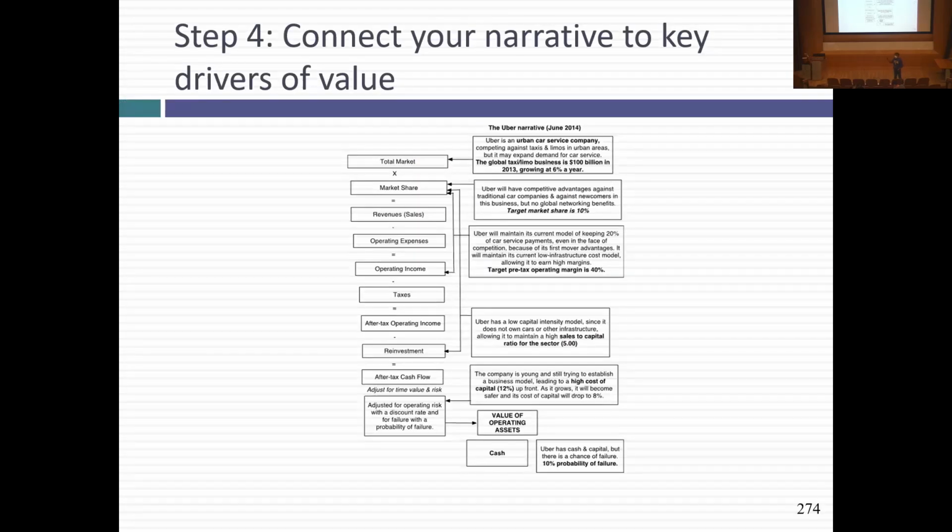So with that extended introduction to stories, I'm now ready to convert my stories to numbers. Remember, I described valuation as a craft.